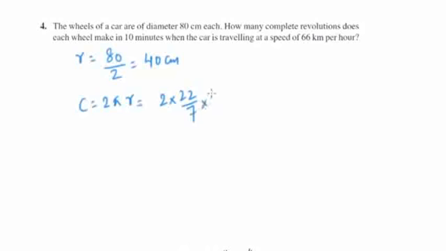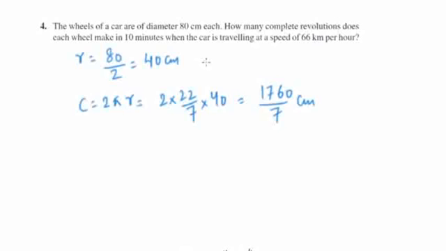So let's find the radius first of all. Diameter is given, that is 80 centimeters. So radius will be 80 divided by 2, which is the same as 40 centimeter. So we can find the circumference of the wheel, and we know the formula to find the circumference, that is 2 pi r, and we know the radius, so it will be 2 into 22 by 7 multiplied by 40. And on solving this, we will get 1760 divided by 7 centimeter. That is the circumference of the wheel, or that is the distance traveled by the wheel in one revolution.